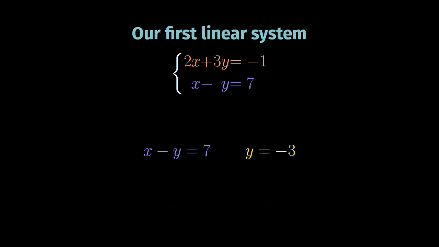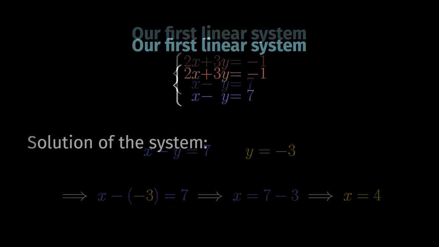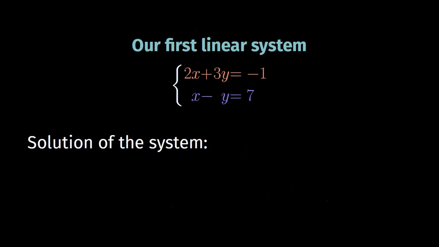Now all we have to do is to replace -3 in the blue equation. Then we obtain x minus -3 equal to 7. That is x equal to 7 minus 3, which is equal to 4. That's it. The solution of our first system is x equal to 4 and y equal to -3. Too easy? So let's spice things up a bit.